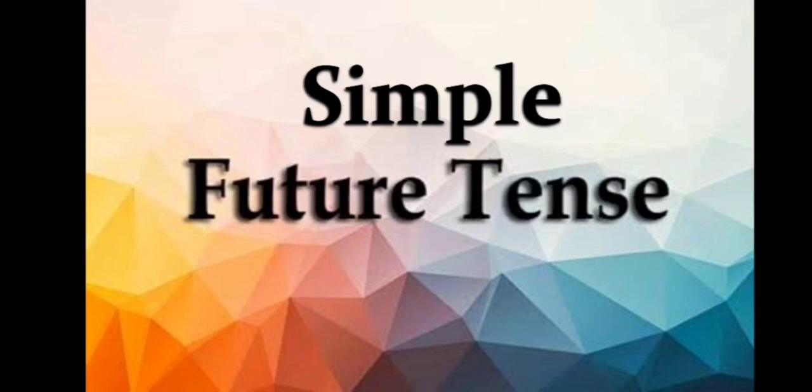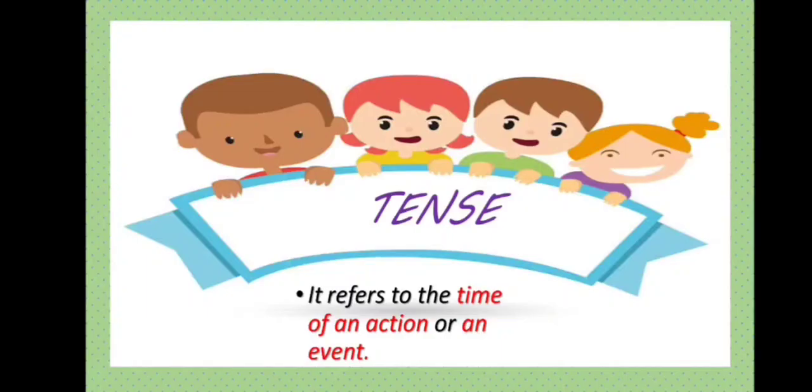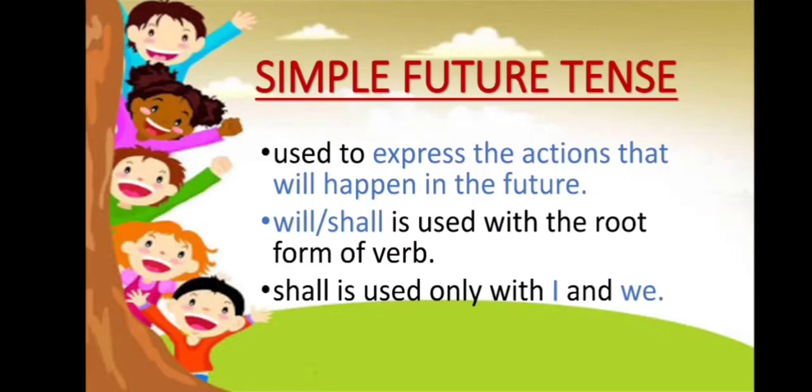Now, before starting with the simple future tense, we need to recall about the tense. Tense refers to the time of an action or an event. So, a tense specifies the time at which a particular event takes place. And you know that there are three tenses: present tense, past tense, and future tense. Let's jump to the simple future tense.